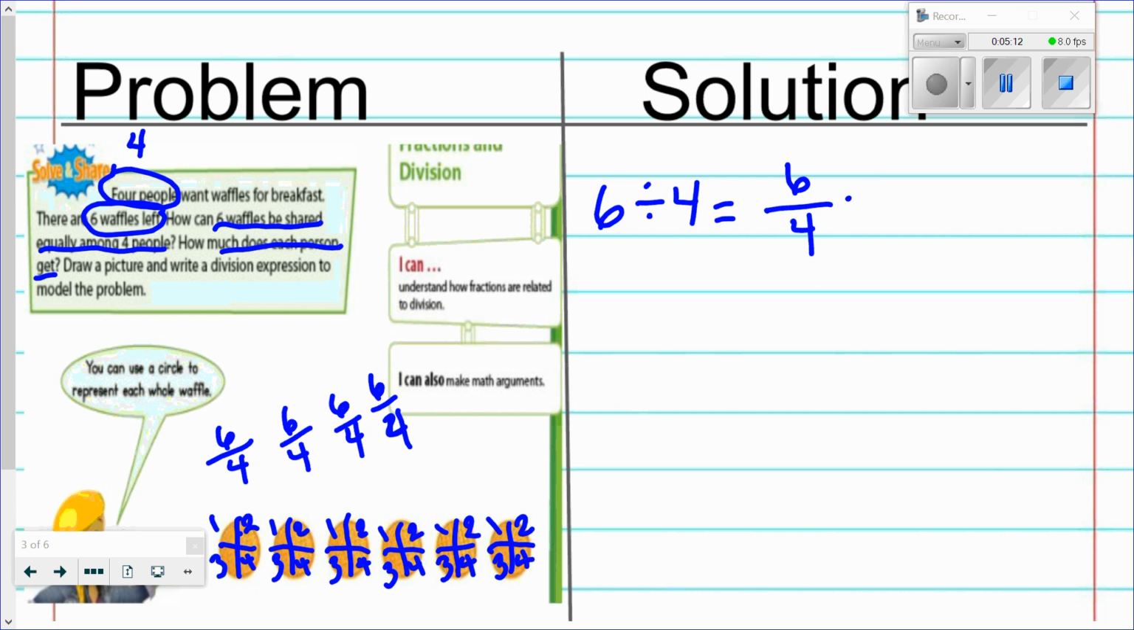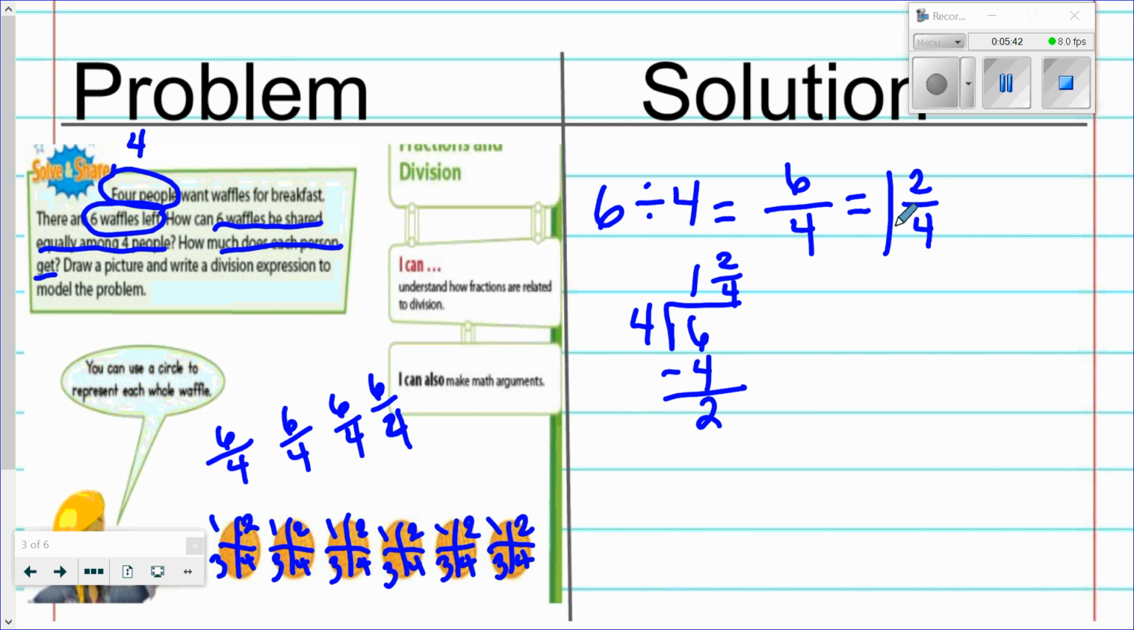Now that tells us that each person is getting 6 pieces of 1/4 of the waffle, but couldn't I change this improper fraction into a mixed number, and then I know how many total waffles each person was going to get? And I can do that by dividing 6 by 4. 4 will go into 6 one time. Going to subtract, and get 2/4 left over. So each person would get 1 2/4 waffle.